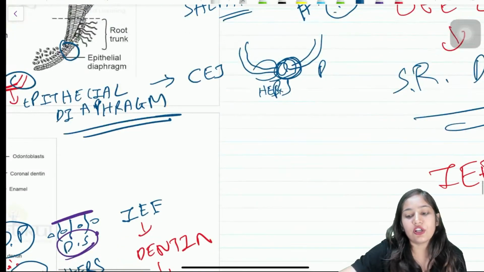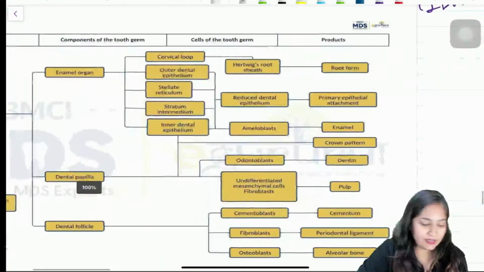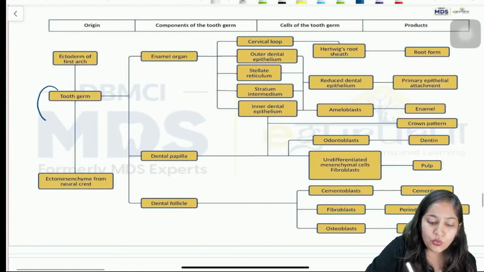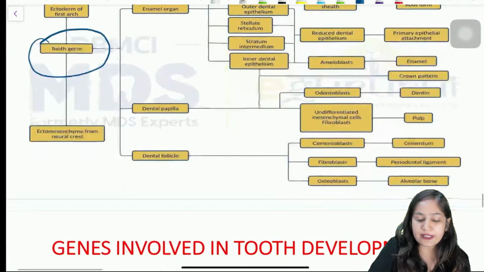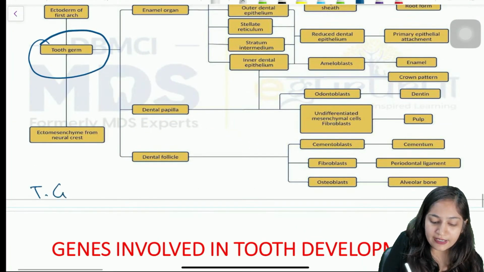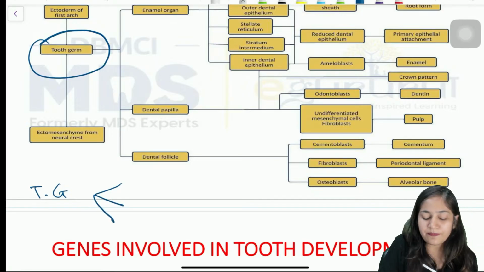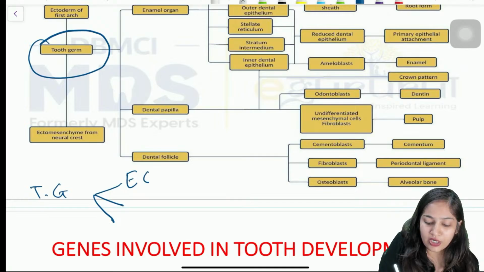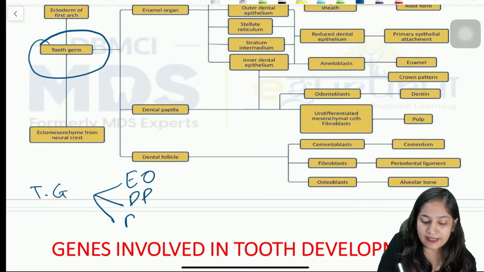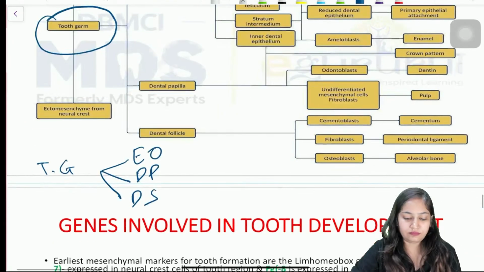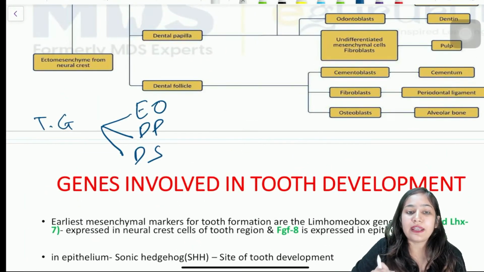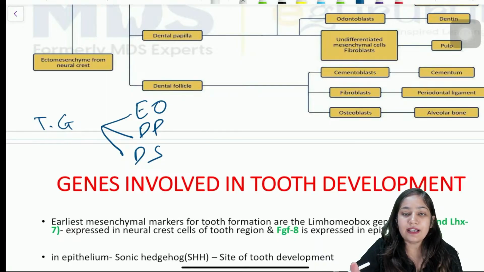And from these extensions, again, there will be proliferation of HERS. So this chart is very important. Be thorough with this chart. Tooth germ. We have already discussed, tooth germ is composed of what? Can anyone say? Tooth germ basically is composed of three structures: enamel organ, dental papilla, and dental sac.